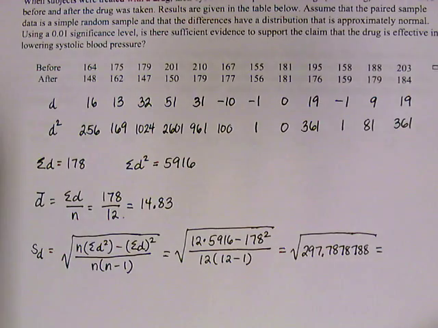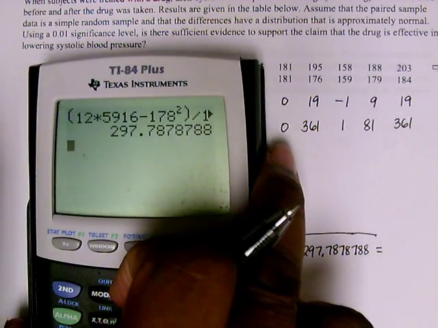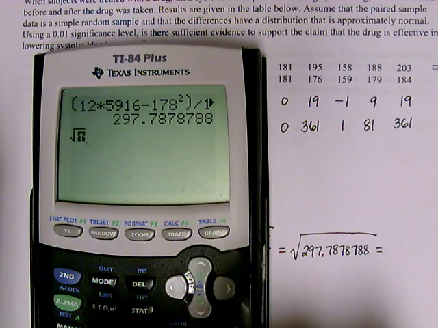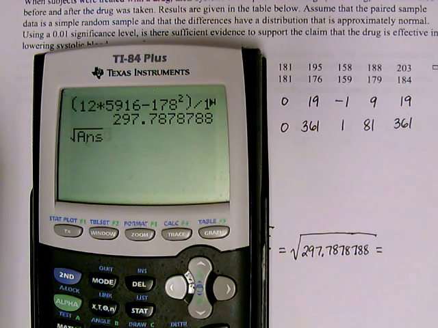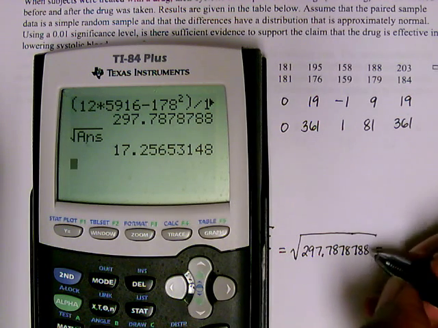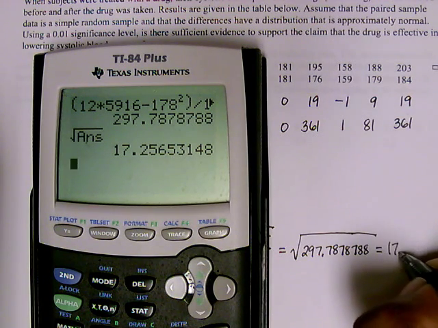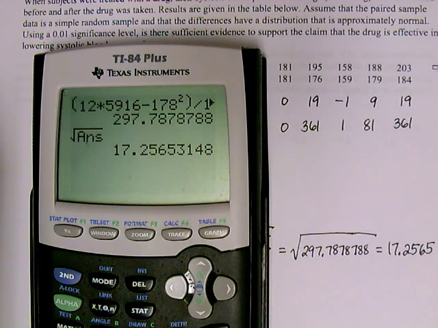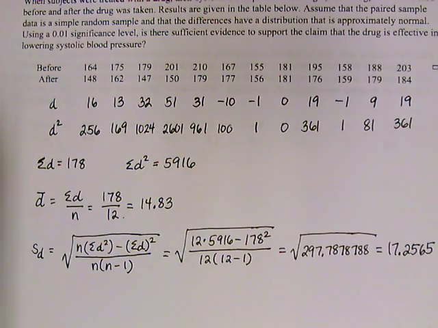And then I'm going to take that entire answer and get its square root. So second x squared for the square root, and then second negative for the answer. I'm going to say 17.2565, rounded to 4 decimal places. So that's the standard deviation of your differences for that sample.